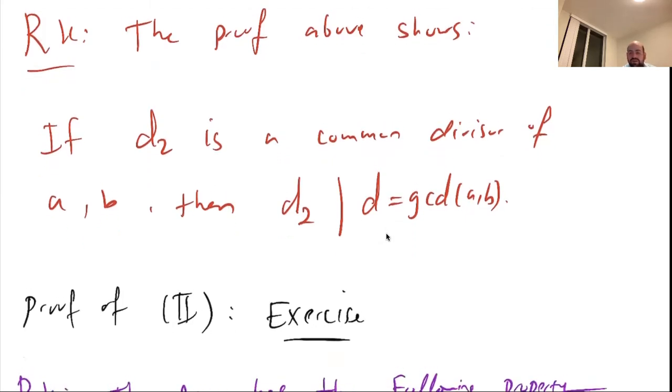I'm just telling you a way to remember. Of course, it's not obvious why D2 must divide D. Well, it's obvious that D is bigger than D2, but why can we say D2 is a factor of D? Well, a part of the proof showed this property. We proved this as part of the proof, but one way to remember is that D is the greatest common divisor, so it must be bigger than D2. So that's why we say D2 is a factor of it.